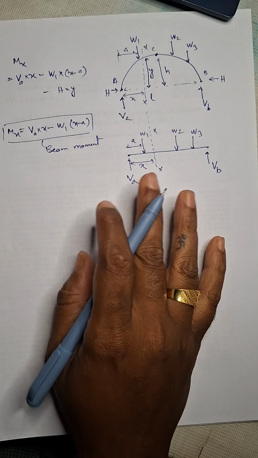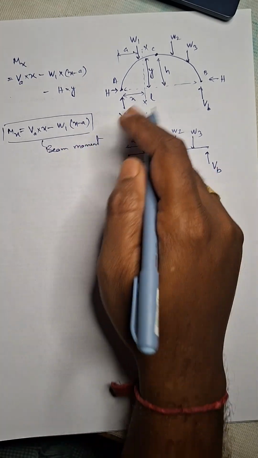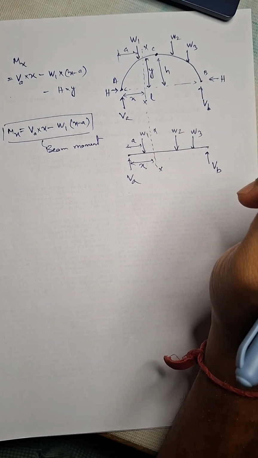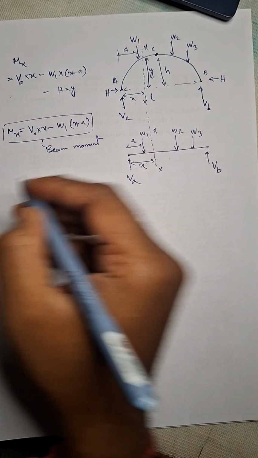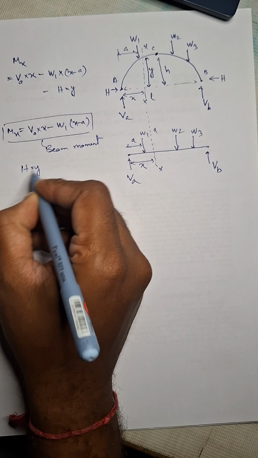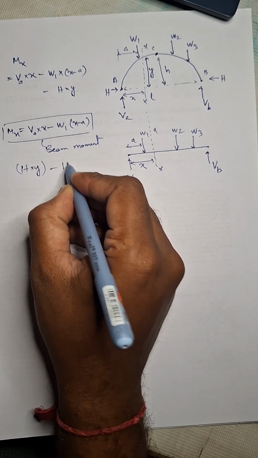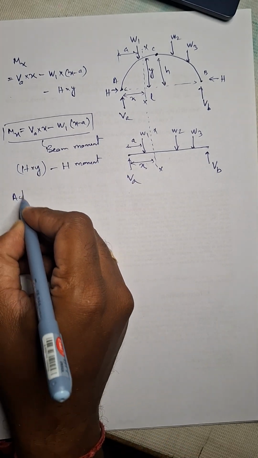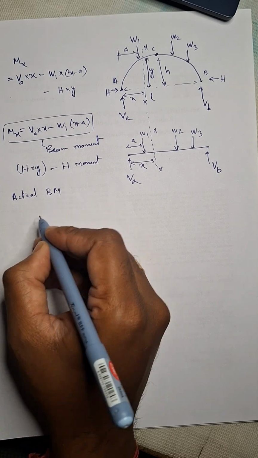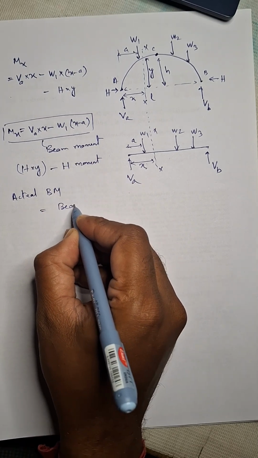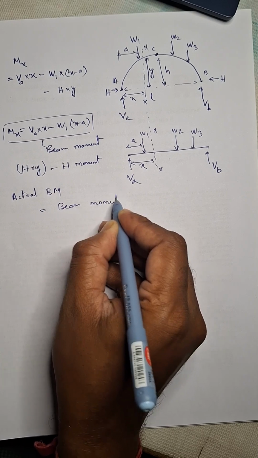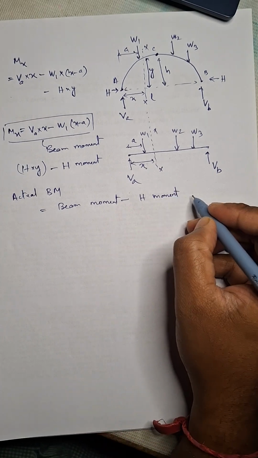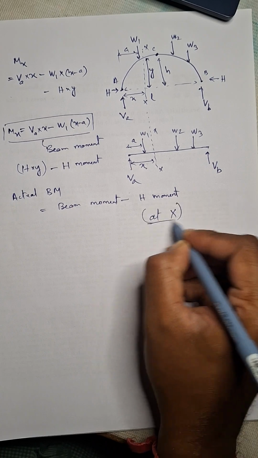The only term not here is H and y. Due to this curvature, the height at this cross section will come into the picture. Now this H into y term is known as the H moment. So the actual bending moment is equal to beam moment minus H moment, all at cross section x.